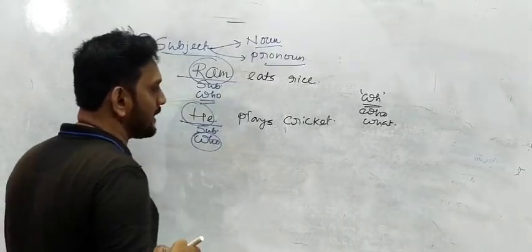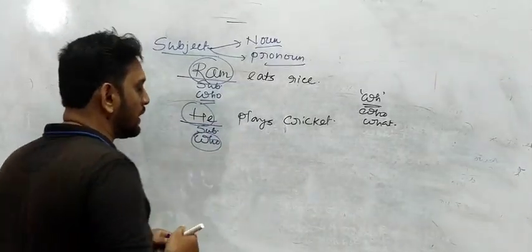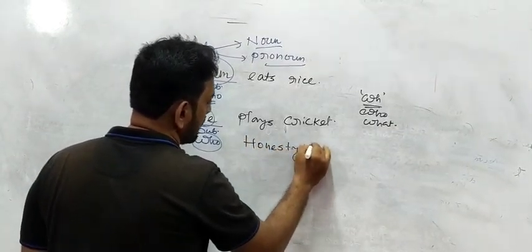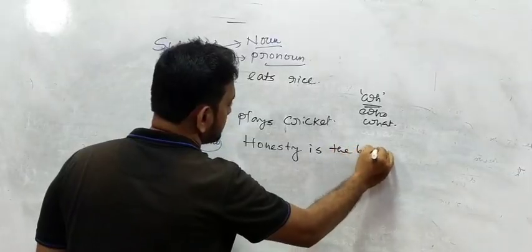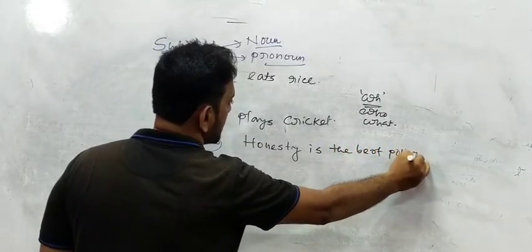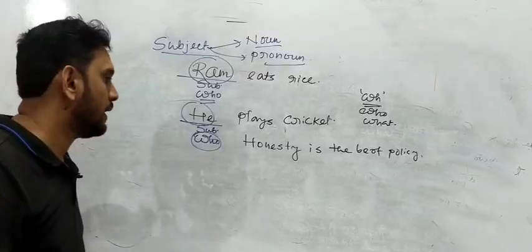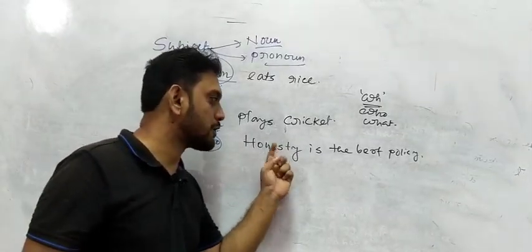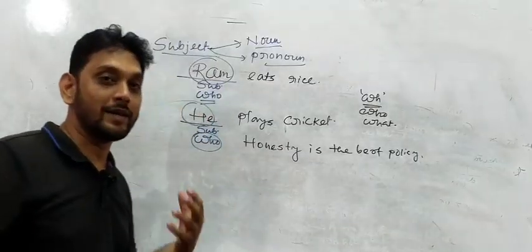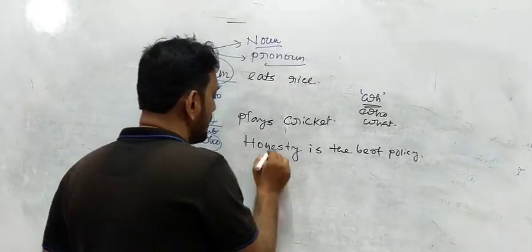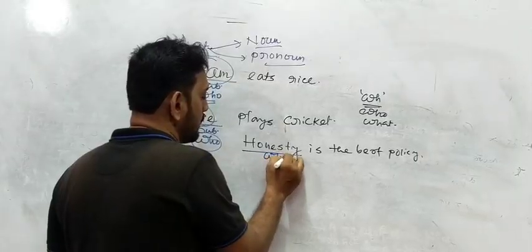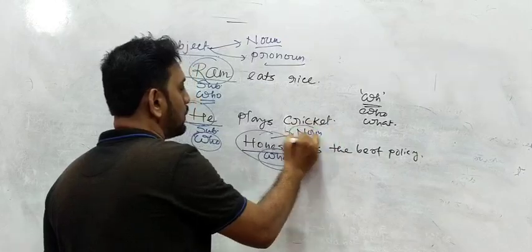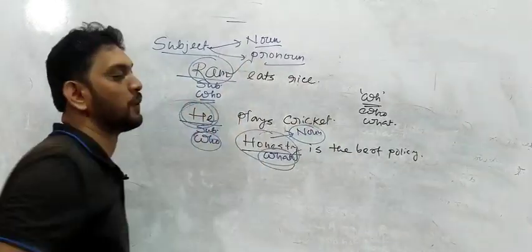If I write another sentence, using the WH question word what, you can easily find the subject, like: honesty is the best policy. I have written another sentence. Now here also, how can we find the subject? Ask the question, what is the best policy? You got the answer, honesty is the best policy. What is the best policy? Honesty. And honesty is a noun. Ram is a noun. He is a pronoun over here.